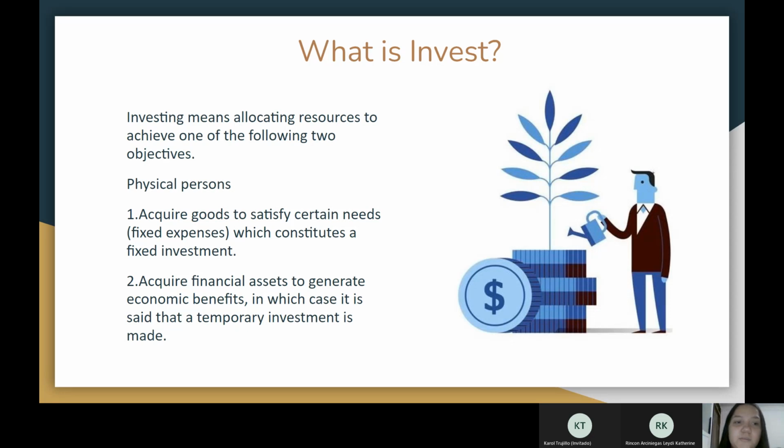Hi, my name is Dana Diaz and my subject is asset investing. What is to invest? Investing means allocating resources to achieve one of the following objectives. Basic personal goals, to satisfy certain needs, fixed expenses, which constitutes a fixed investment. Acquiring financial assets to generate economic benefits, in which case it is said that a temporary investment is made.